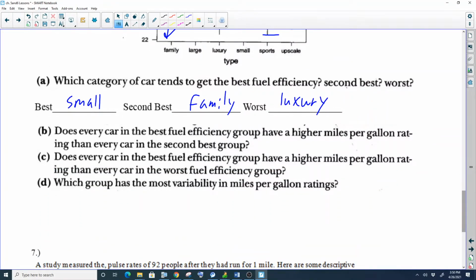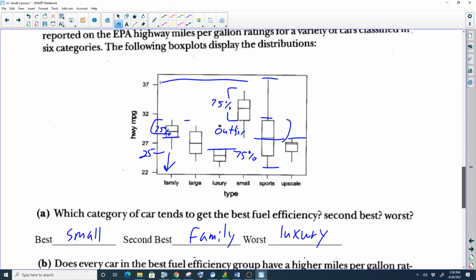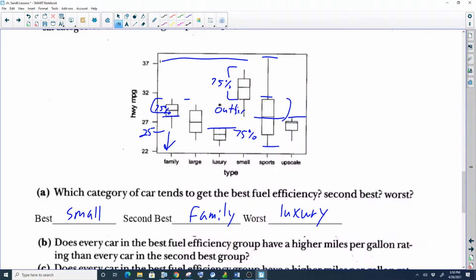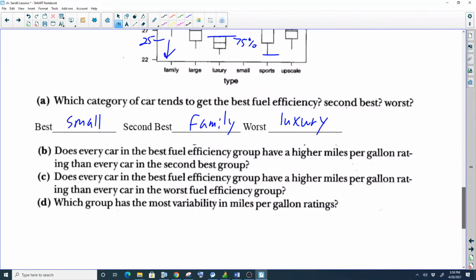Does every car in the best fuel efficiency group have a higher miles per gallon than every car in the second best? Well, not true, because this beats all that. So we would have to say no for that one. So part B is no.